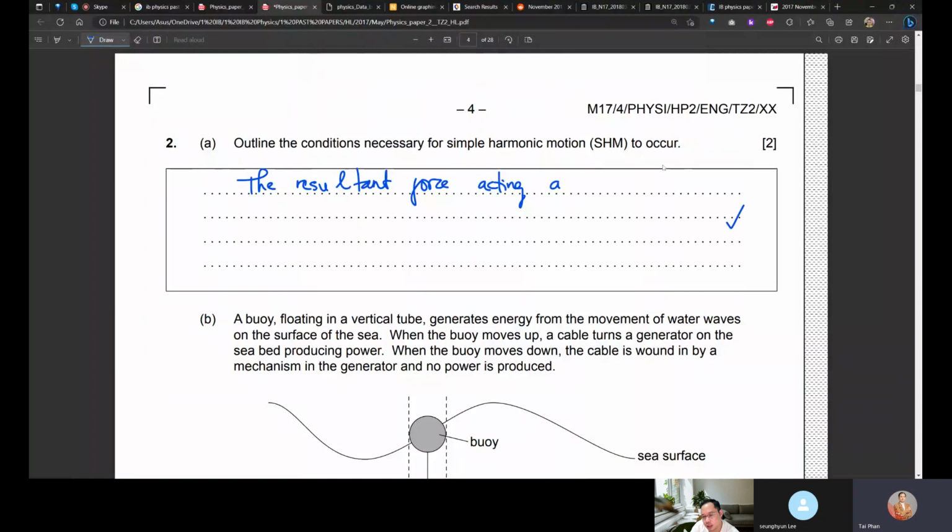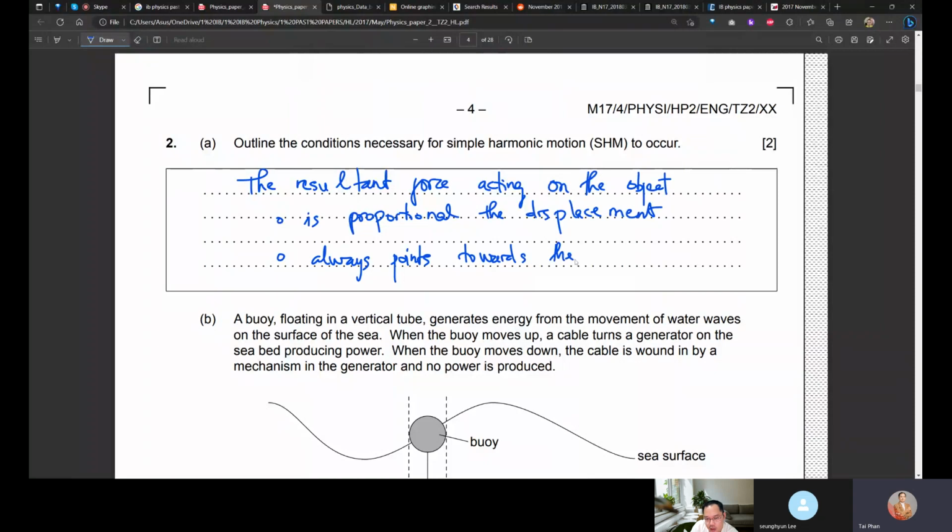The equilibrium position direction is 1 mark, and proportional to displacement is another mark. The resultant force on the object is 2 marks. First mark here, second mark here: it is proportional to the displacement of the object, and secondly, it always points toward the center, the equilibrium position of the object.